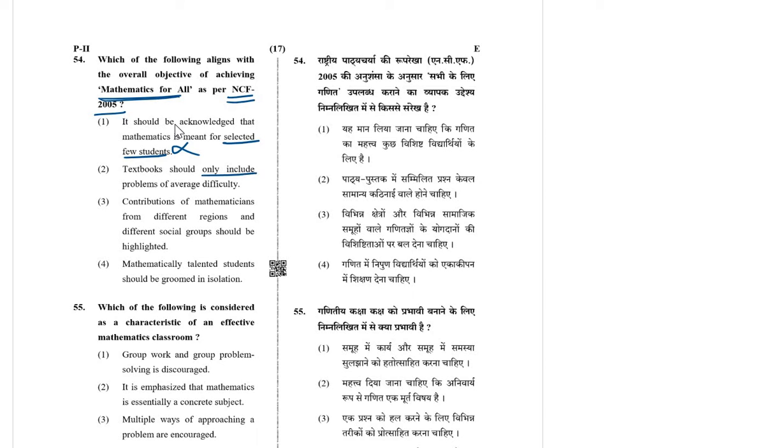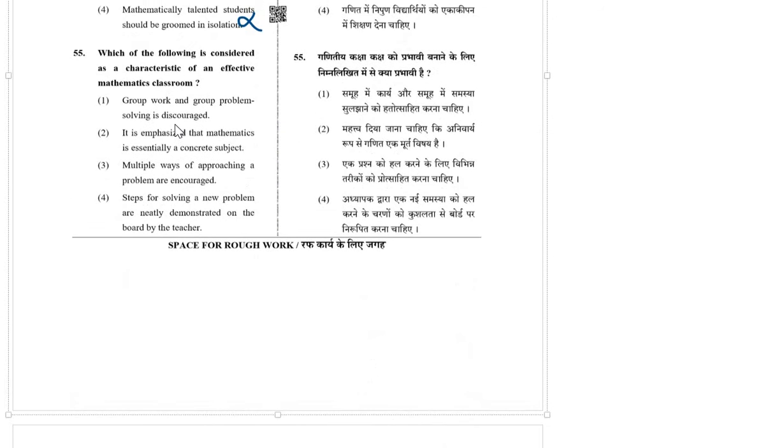Textbook should only include the problems. No, the textbook is not a single source. Textbook is one of the sources, not the final source. Contribution of mathematics from different regions and different social groups should be highlighted. This is possible. Mathematically talented students should be groomed in isolation. This is also not possible. So only this is the correct one. Third one is correct. Come to the next one.